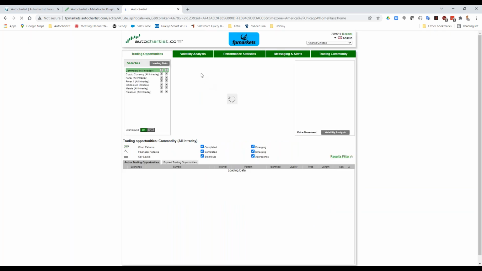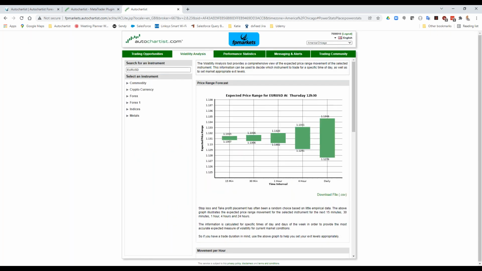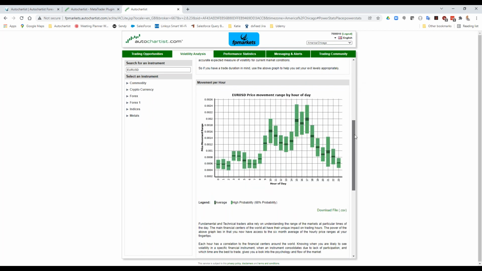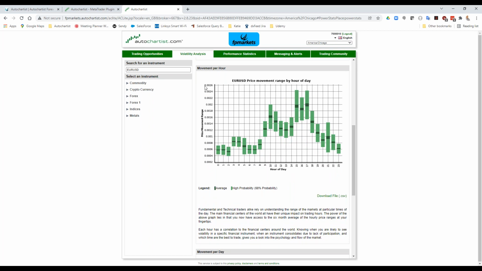All right, let me show you something quickly. There's a section called Volatility Analysis. I want to show you how ATR is misleading. This is the price movement range of EURUSD for every hour of the day. Look at it trading an average of 20 pips an hour at 3 o'clock my time, right? I'm in America, Chicago, right? At that time of day, it's trading 20 pips an hour.